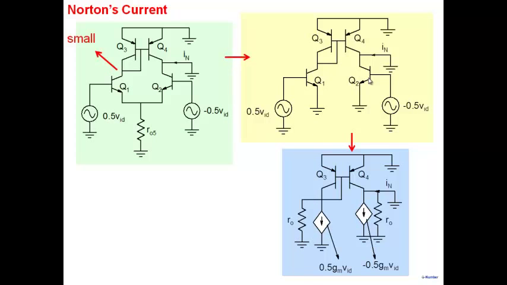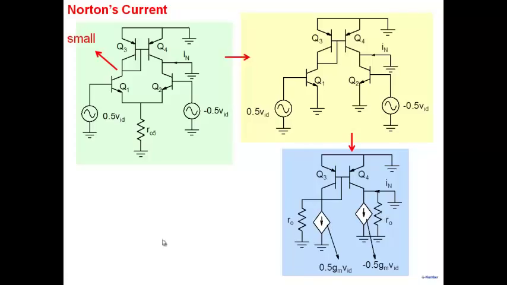Same thing happens to Q2. Q2 is also, when I look at it, except that the value of the current source will be, because the voltage applied is minus 0.5 VID, minus 0.5 GM VID. And same thing between this node and this node, there'll be a resistor R0. So transistors Q1 and Q2 are replaced by these two elements.